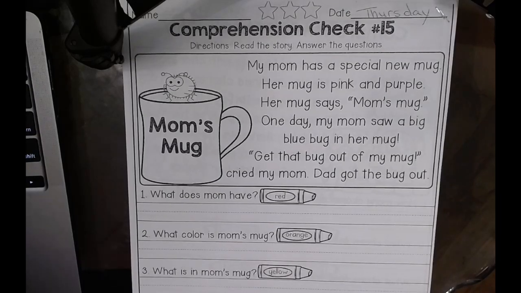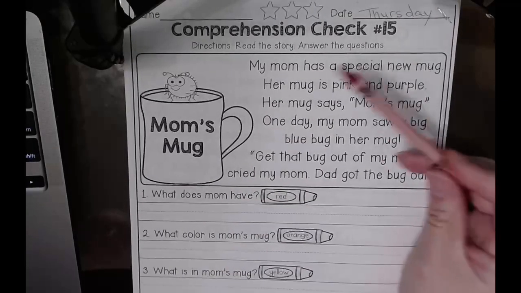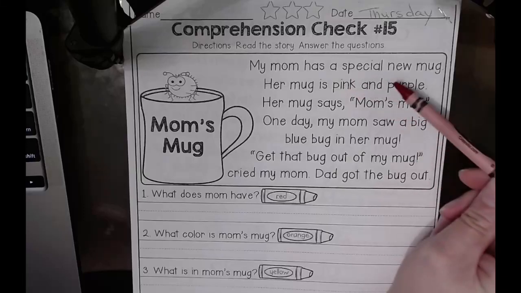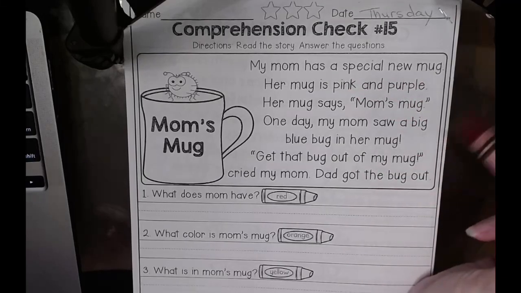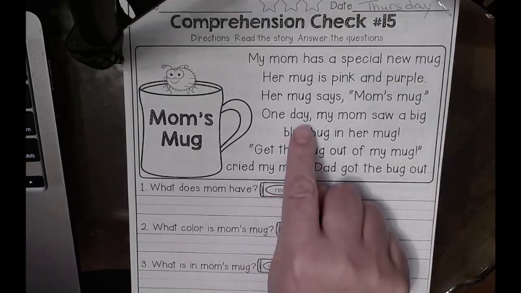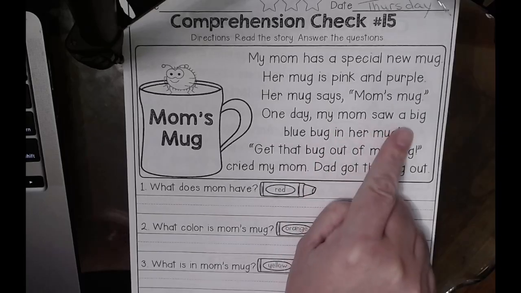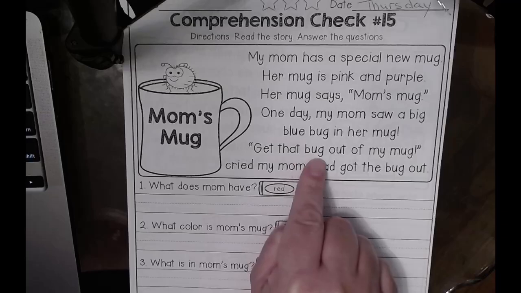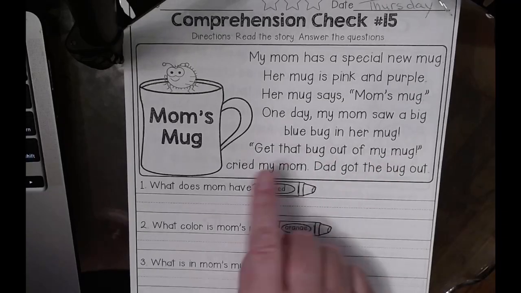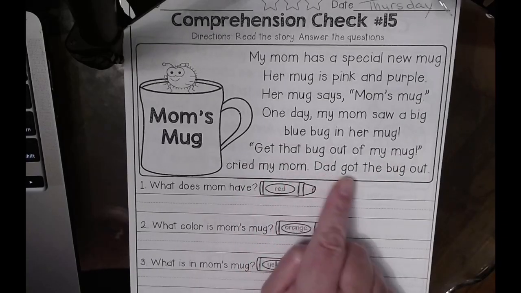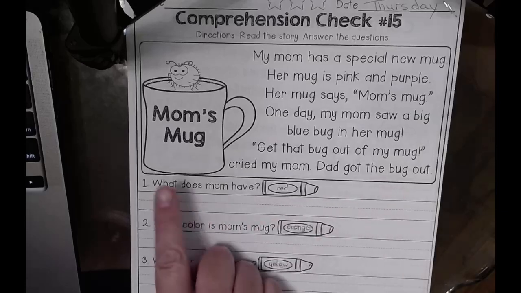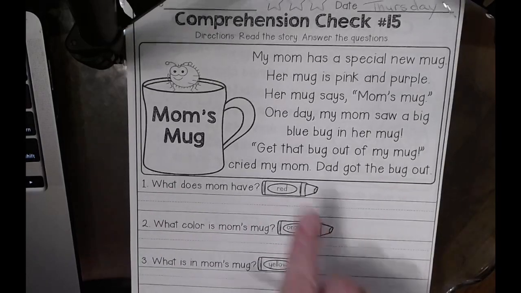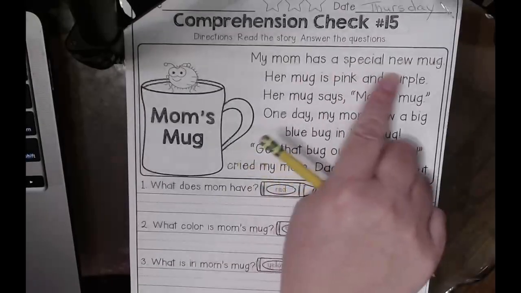Try, keep working. So my mom has a special new mug. Her mug is pink and purple. Her mug says Mom's Mug. One day, my mom saw a big blue bug in her mug. "Get that bug out of my mug," cried my mom. Dad got the bug out. So what does Mom have? Mom has a special new mug.